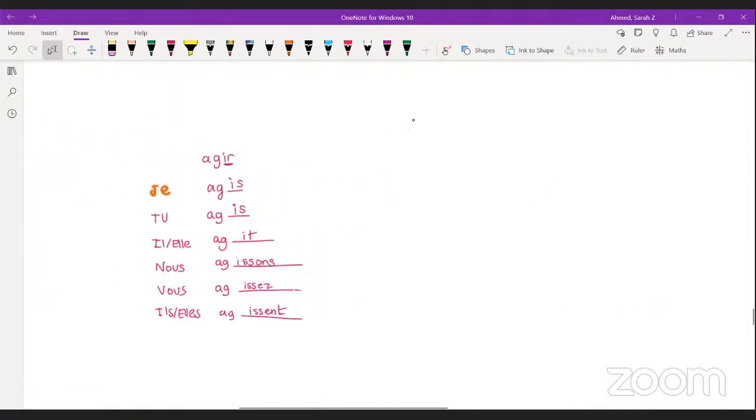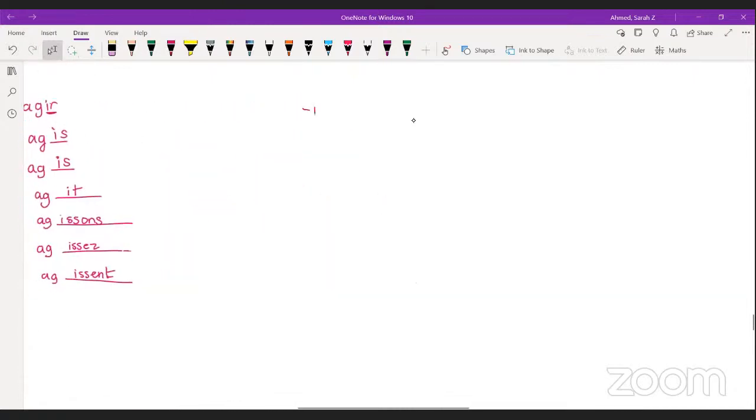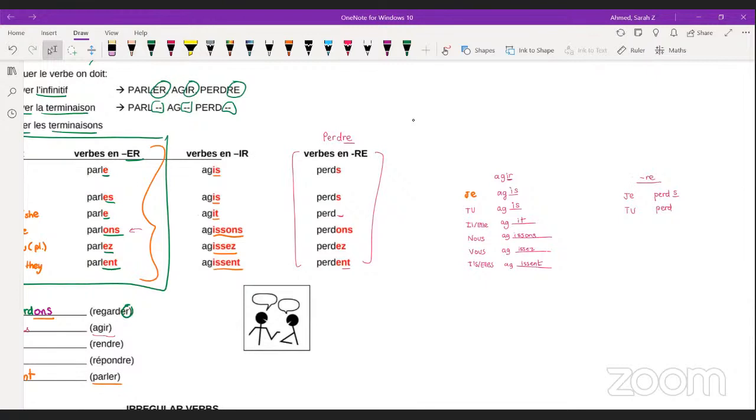So let's practice one time. For RE verbs, for je, if it's perd, what are we going to do? Add S, very good. For tu, but doesn't it make it plural if we just add the S? Normally when you add S to a word, it makes it plural, but that's when you add S to a noun. Like garçon means boy, and if we add S to the end it becomes boys.